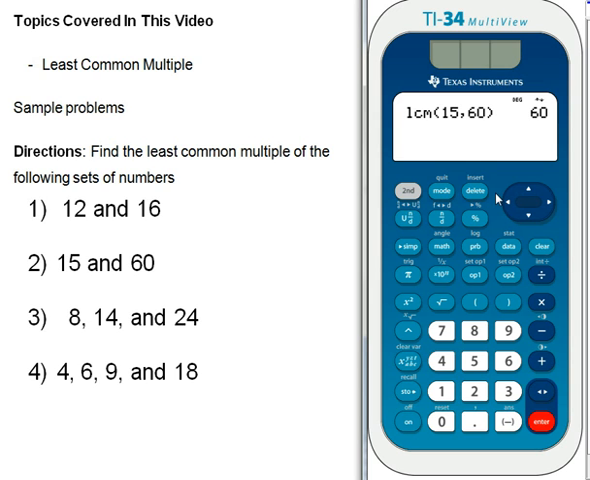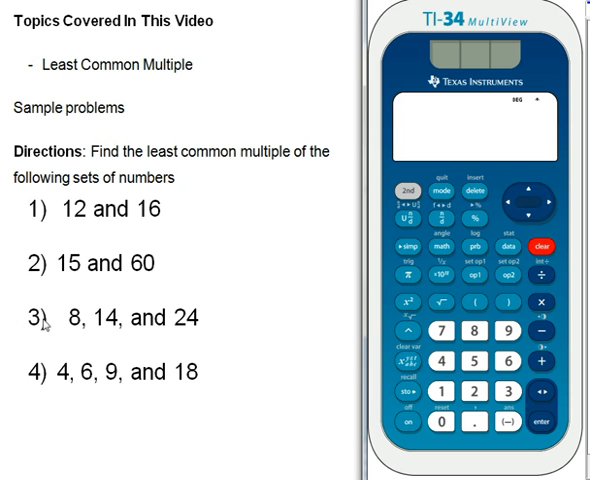One thing I do want to point out when we're finding the least common multiple is that the least common multiple can be no smaller than your largest number in the set. When we looked at 12 and 16, if we got an answer of, say, 4, we would know that's incorrect because the least common multiple is a multiple of both numbers.